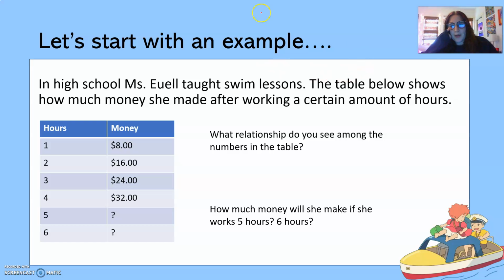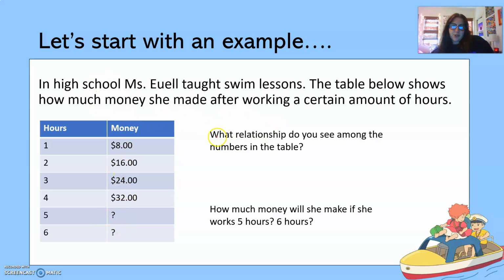So let's start with my first example. So in high school, I taught swim lessons. It was such a fun job. And the table below shows how much money I made after working a certain amount of hours. So after 1 hour, I would make $8, 2 hours, $16, 3 hours, $24, 4 hours, $32, and we'll figure out what these numbers are in just a second.